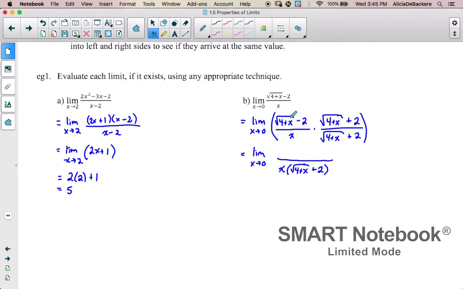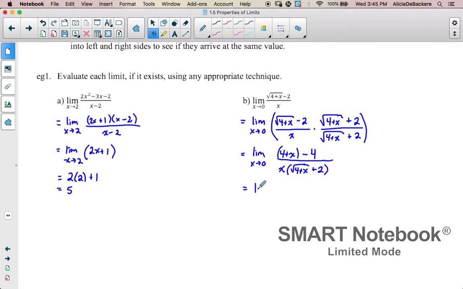All right, but the top is going to multiply out nicely. It's a difference of squares, so remember those two middle terms of plus 2 times the root and minus 2 times the root are going to cancel away. So I'm just going to be left with the root times itself, so just 4 plus x, minus, and then it's going to be negative 2 times positive 2, so minus 4.